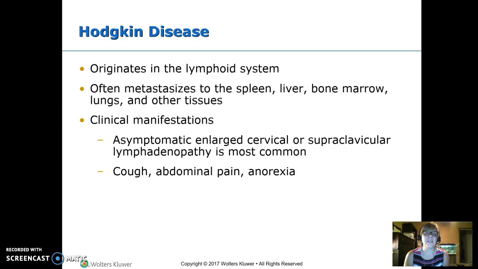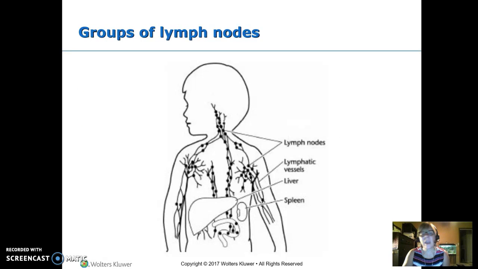Non-Hodgkin's disease, as we said, originates in the lymph system, can often metastasize to spleen, liver, bone marrow, lungs, or other places, with asymptomatic enlarged lymph nodes, most commonly cervical and subclavicular, and often also cough, abdominal pain, and anorexia. You have lymph nodes everywhere, but here's a picture showing some of the bigger groups of lymph nodes that are commonly a part of Hodgkin's lymphoma.